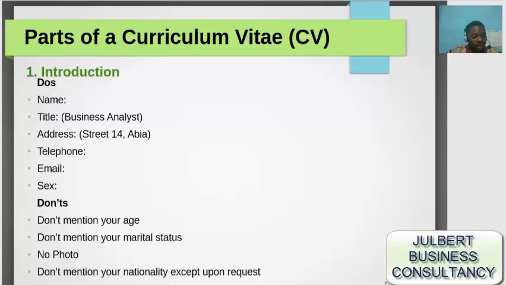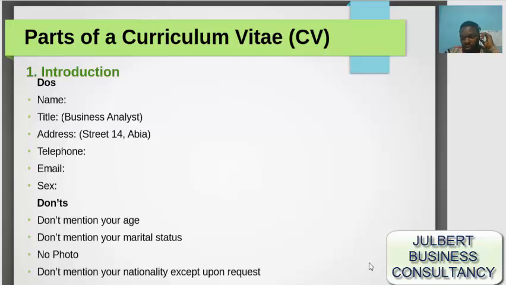Bold. Immediately after your name, you have your title, and your title should correspond with the particular job you are applying for. If you are applying for the position of an administrative assistant, immediately after your name, you have administrative assistant. If you're designing your CV for the position of a project manager, immediately after your name, put in bracket project manager. Okay. After your name, you have your address, your telephone number, email, and sex.